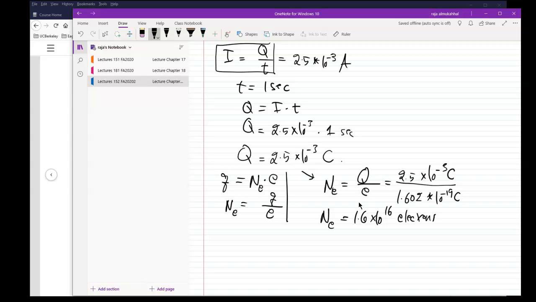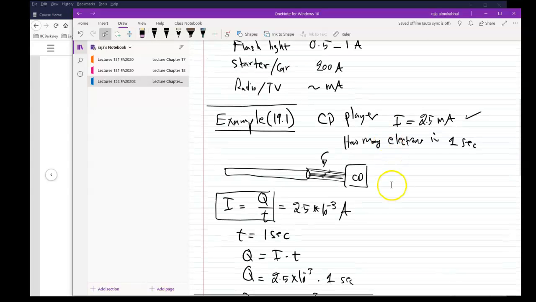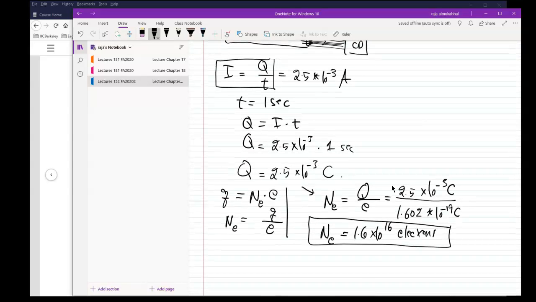In other words, what's the meaning of this result? It means, go back to the diagram that I have drawn here. Here I am looking at those electrons coming out of the wire, coming out of the cross-sectional area. And if I am counting how many of them in one single second, I'm going to count 1.6 times 10 to the 16 electrons coming out of that cross-sectional area. That's the meaning of it. Got it? Okay. That's the first topic that I want to talk about.